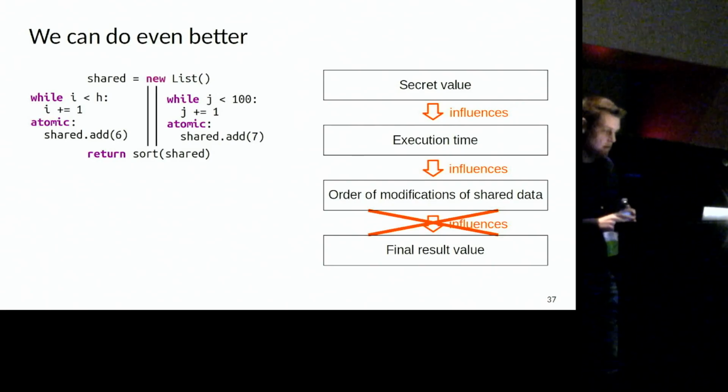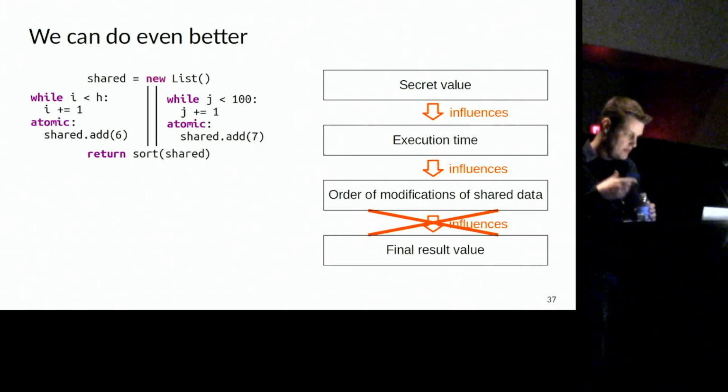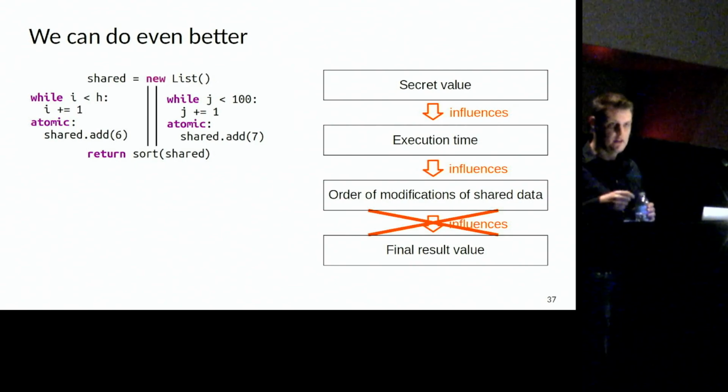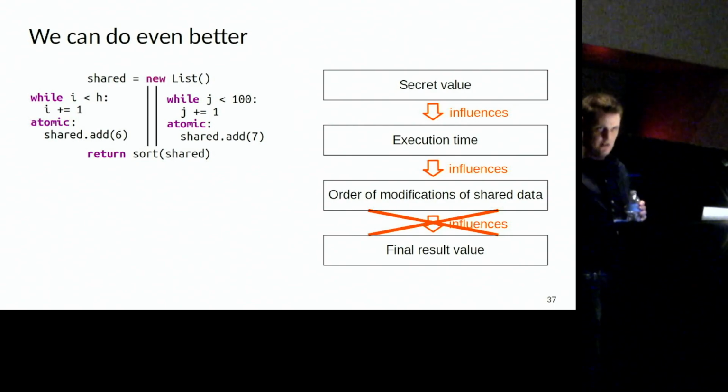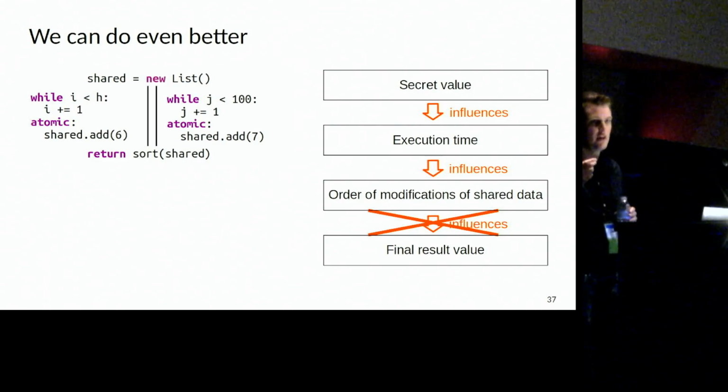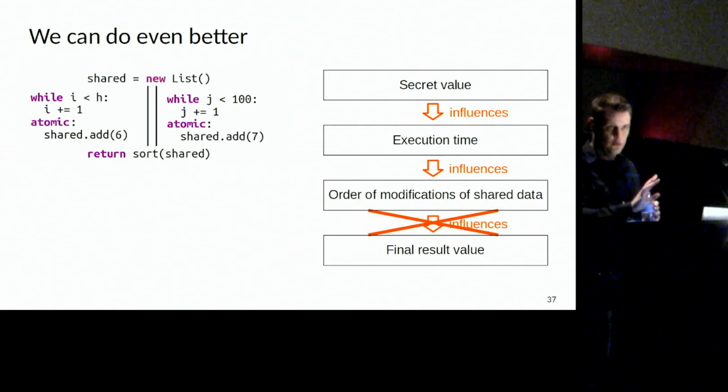Yes, the sort function's runtime might leak information via its timing, but also the left thread might, right? If age is 2 million or something, the left thread will just take forever, and you can see something about the timing. You can conclude something about the secret from the timing anyway. So we're just not proving that.